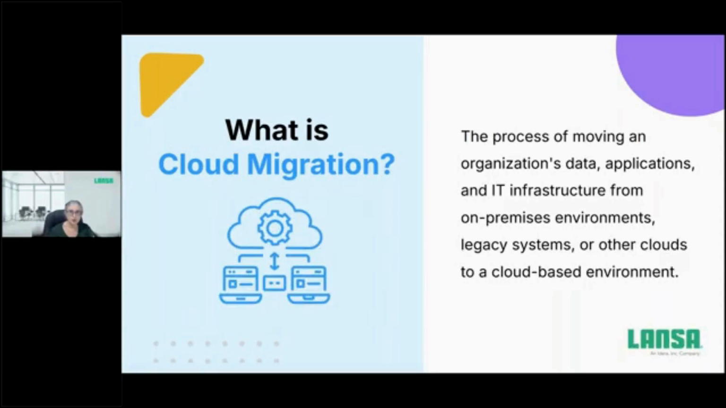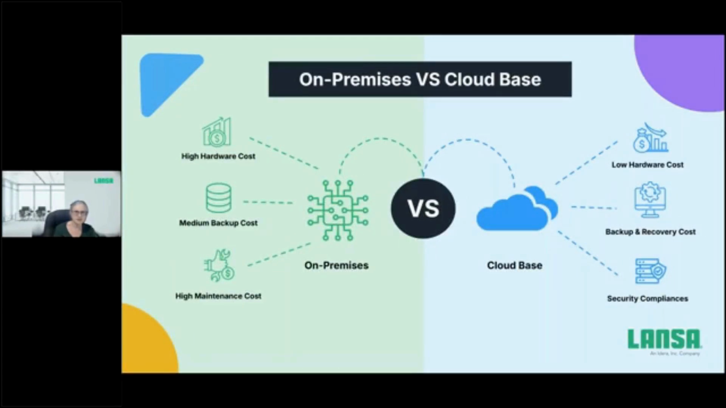Okay, so what is cloud migration? This is where we're moving our organization's data, applications and infrastructure from on-premise to the cloud. Very straightforward. And what is the difference there? Well, on-premise, there are high maintenance costs. You've got hardware to purchase. You've got your server room. You've got your staff that have to keep up with security issues.